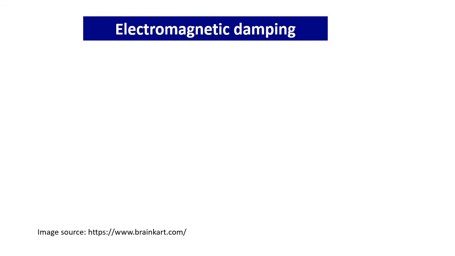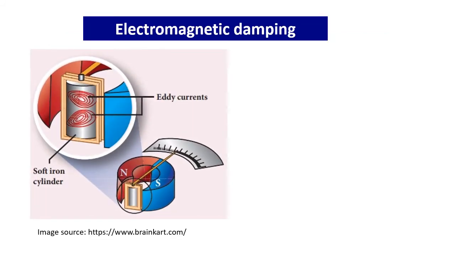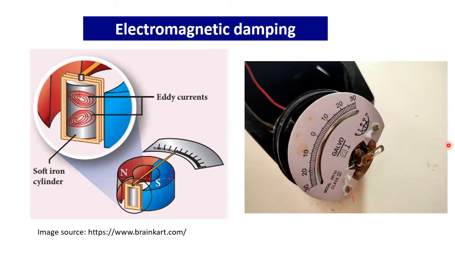First, electromagnetic damping. Once try to recollect the moving coil galvanometer concept, which I showed while explaining that topic. Once again, if you open the moving coil galvanometer, you can see the coil, and inside the coil one metal cylindrical drum, wound by a coil. Whenever current passes in it, due to the current-carrying coil in the external magnetic field, torque will generate. Due to the torque it will move.